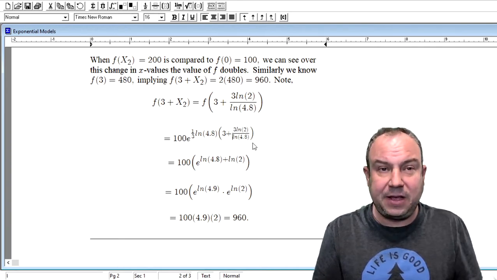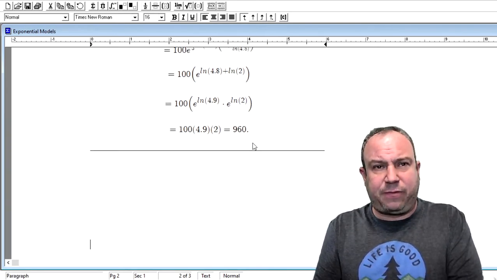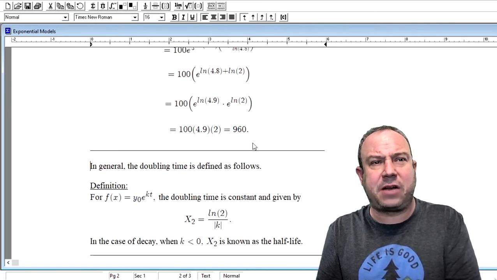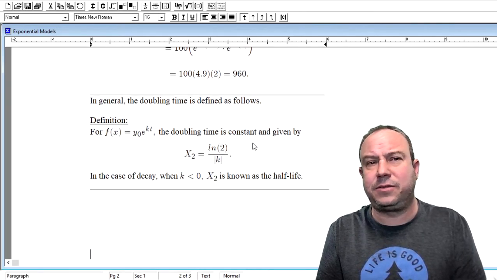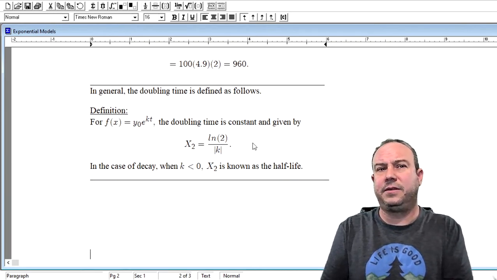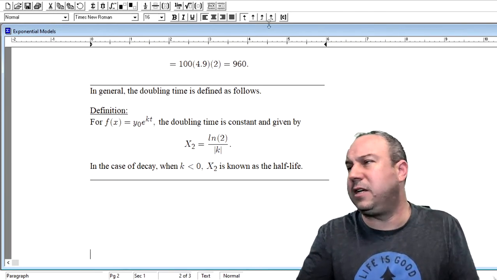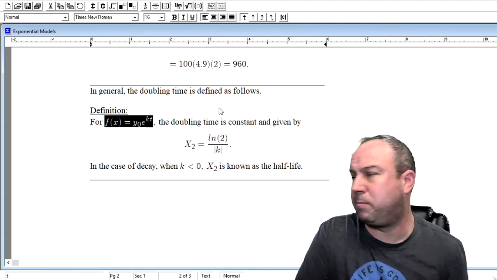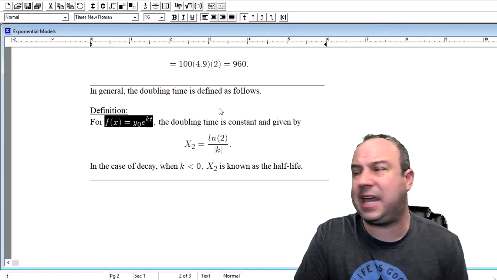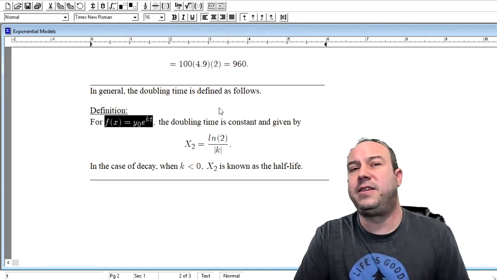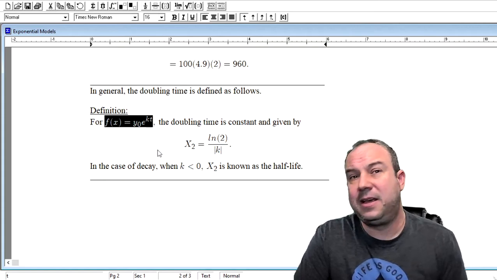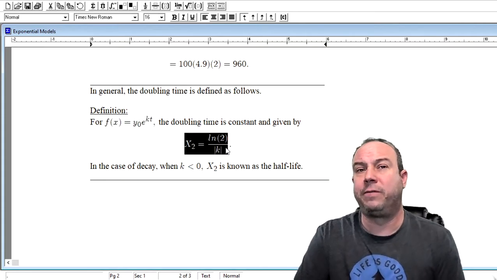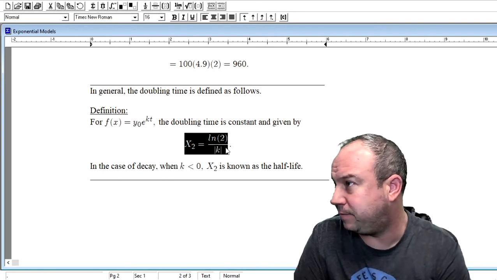All right. I do believe I formally defined doubling time. Yeah, in general, the doubling time is defined as follows. For f of x equal to this exponential model that we've established up above, y null times e to the kt, the doubling time is constant, and given by x sub 2 equal to the ln of 2 over the absolute value of k.